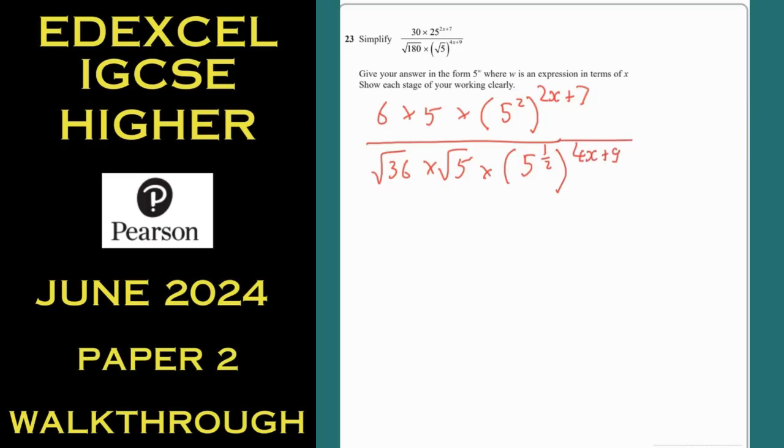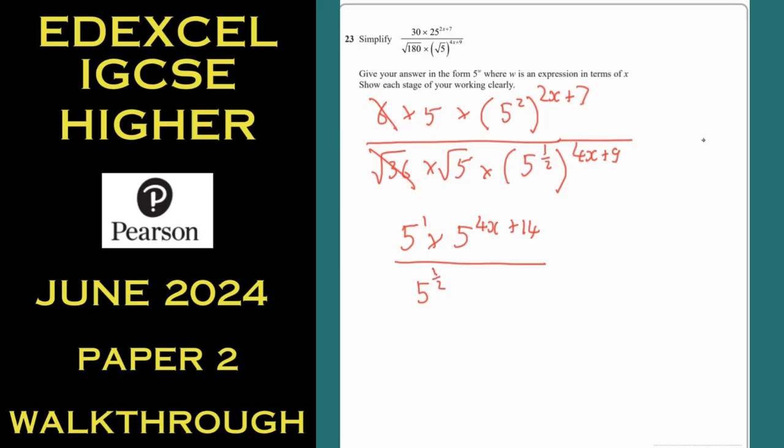4x plus 9. So lots going off, but one thing at a time. First thing, 6 divided by 6, we can get rid of that. Let's now proceed to tidy up. BIDMAS says get them brackets sorted. So on the top, power to a power means multiply the powers. So it's going to be 5 to the power of 4x plus 14. And I'm going to stick a little 1 in there because we know what's coming next. On the bottom, that root 5 is also 5 to the half.